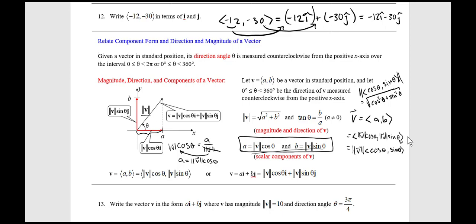Well, look what we get. Cosine squared plus sine squared is 1. We get the square root of 1 is 1. This guy, when we take its length, is 1. This is a unit vector.